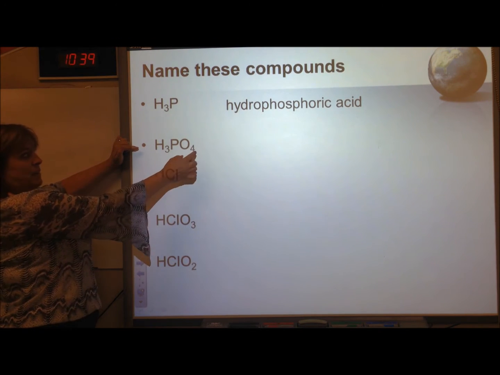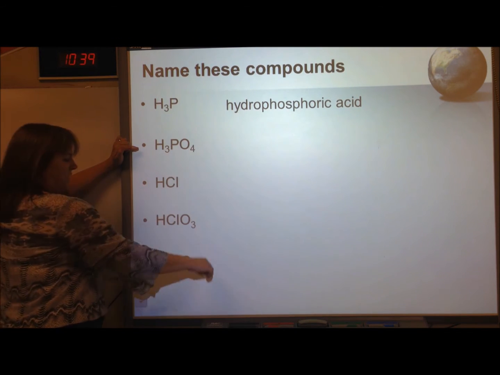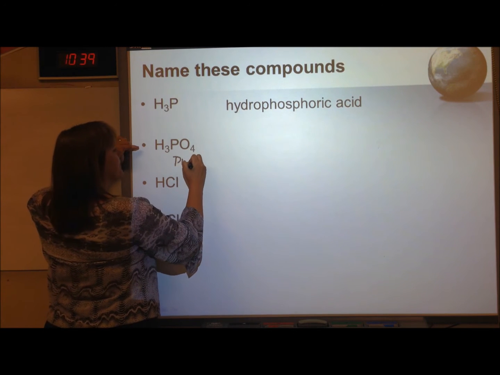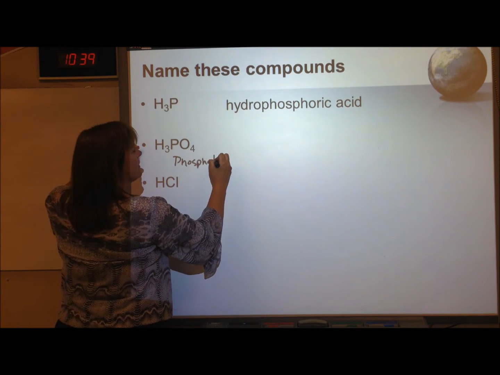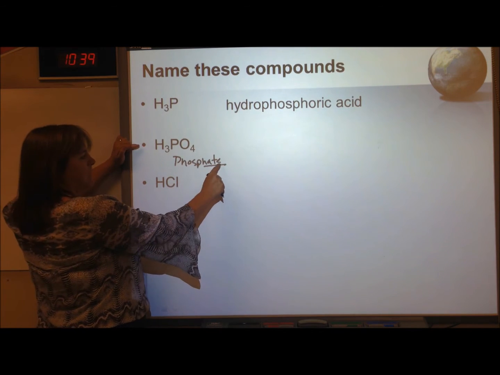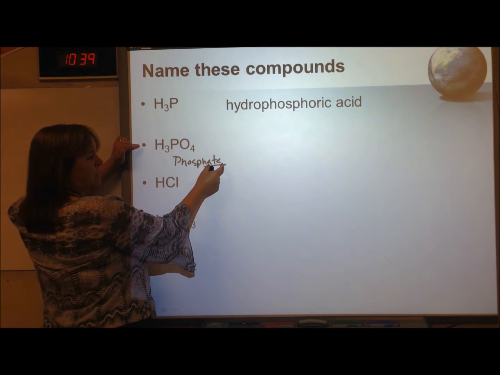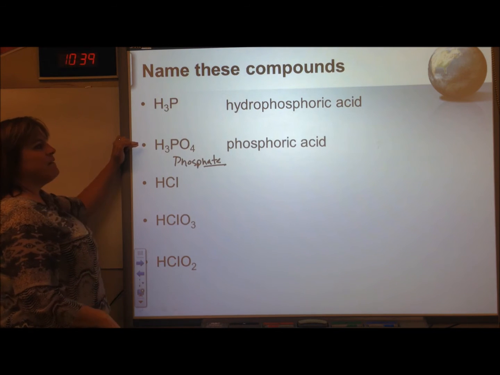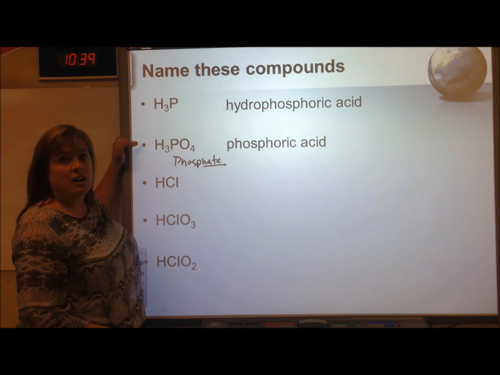Now I have a polyatomic ion. This is the phosphate polyatomic ion. So no hydro. Name the phosphate, change the ending, that becomes ic. So if you said phosphoric acid, you are correct.